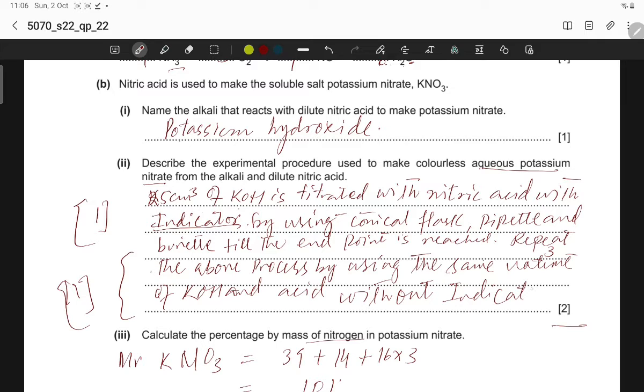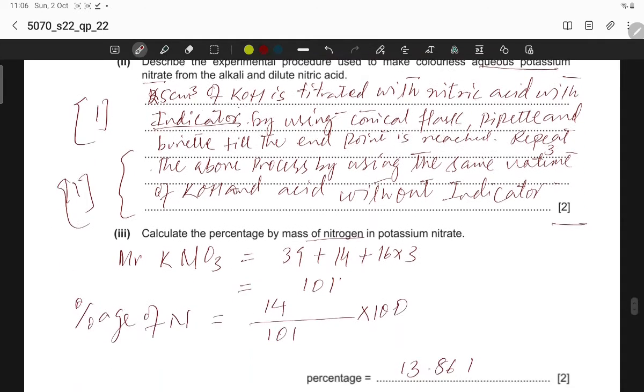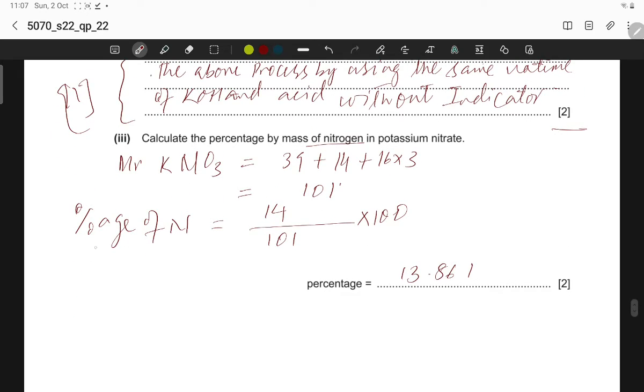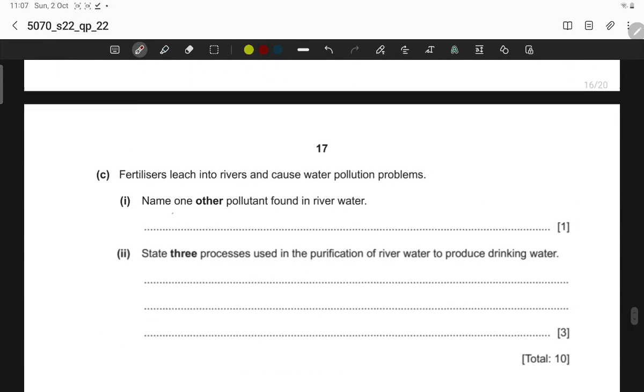So this is how to find out. MR of potassium nitrate is 39 plus 14 plus 16 times 3, this is 101. The percentage nitrogen is the mass of nitrogen divided by MR of the compound, into 100. So 13.861 is the answer.